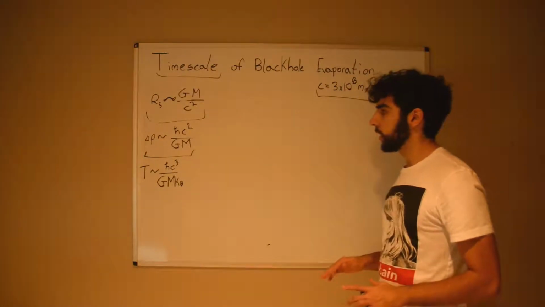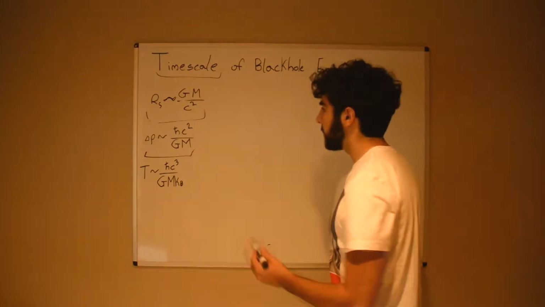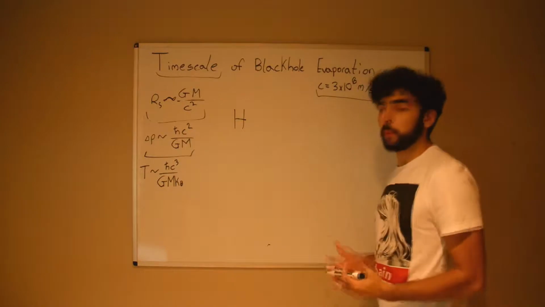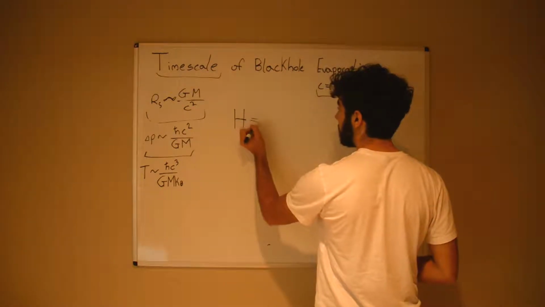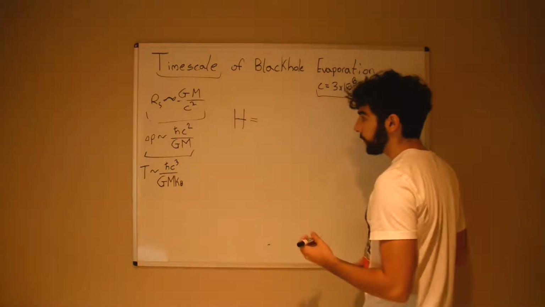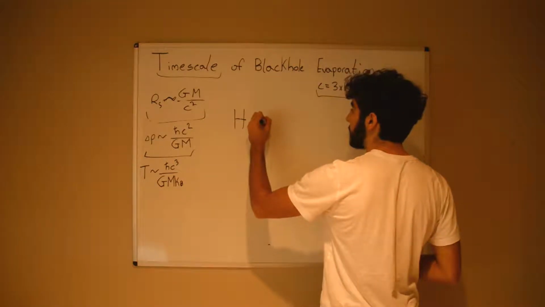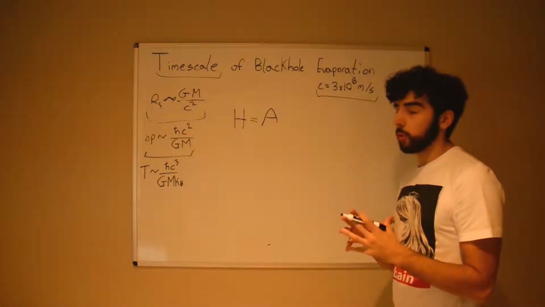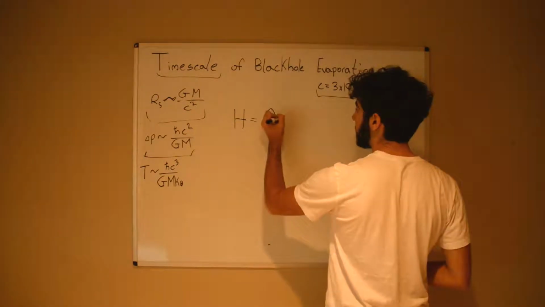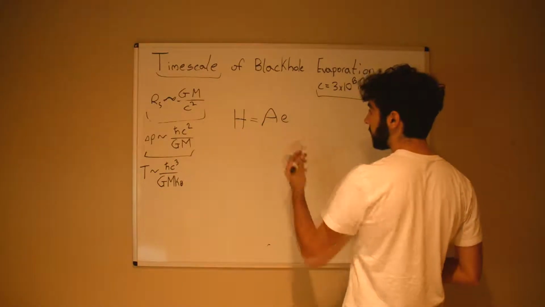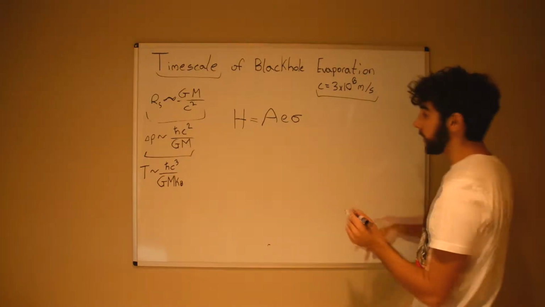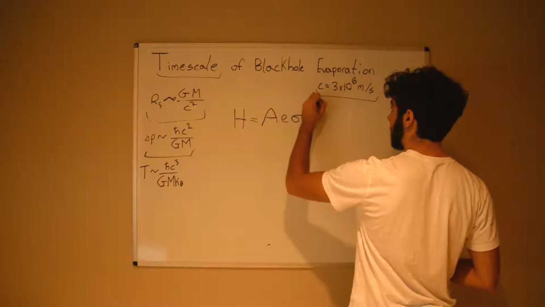Alright, now let's take a look at the Stefan-Boltzmann law, which tells us that the heat, we'll call it capital H, emitted by a black body, which is an ideal radiation emitter, is proportional to the surface area. The surface area of a black hole would be the surface area of a sphere, times the emissivity of that body, times the Stefan-Boltzmann constant, sigma, times temperature to the power of 4.